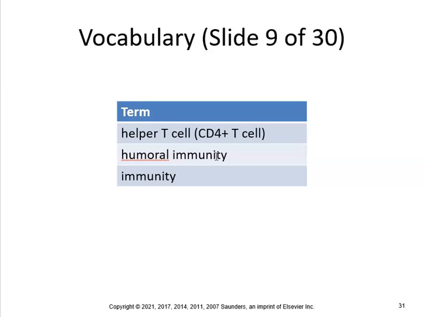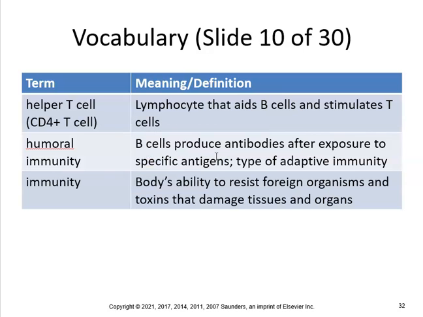We have helper T cells, CD4, humoral immunity, and immunity itself. Helper T cells are lymphocytes that aid B cells and stimulate T cells. Humoral immunity, B cells produce antibodies after exposure to a specific antigen, a type of adaptive immunity. And immunity itself is the body's ability to resist foreign organisms and toxins that damage tissues and organs.